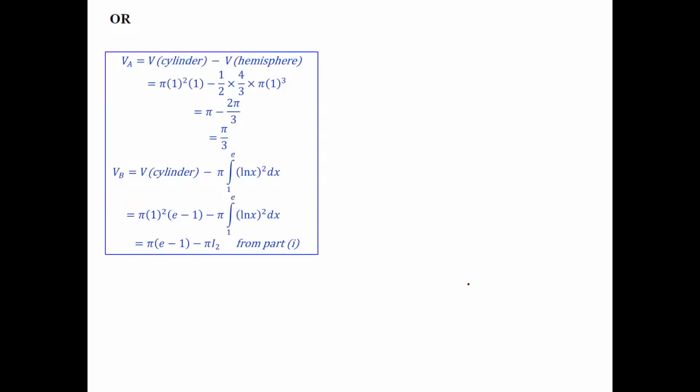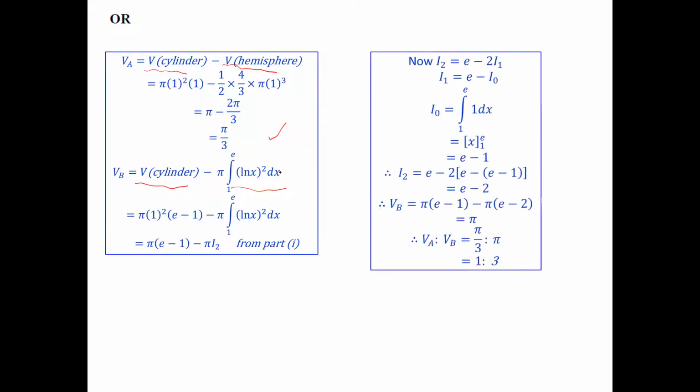The other option is using the formula. So VA is the volume of the cylinder minus the volume of the hemisphere, which gives pi on 3. Whereas VB is the volume of the cylinder minus pi times the integral from 1 to e of ln x all squared. Then using part 1, use the recurrence to find VB and show the ratio.